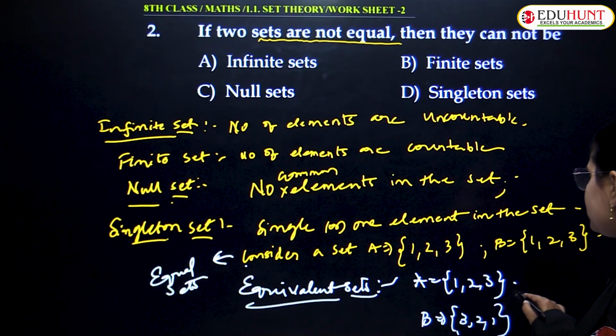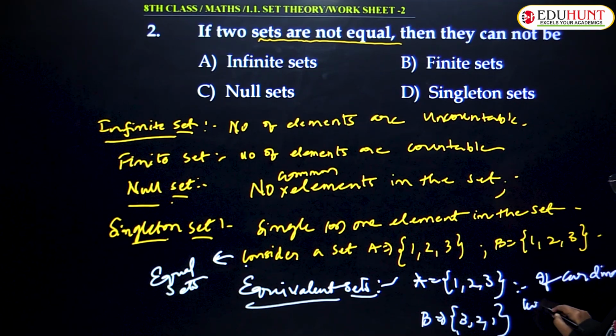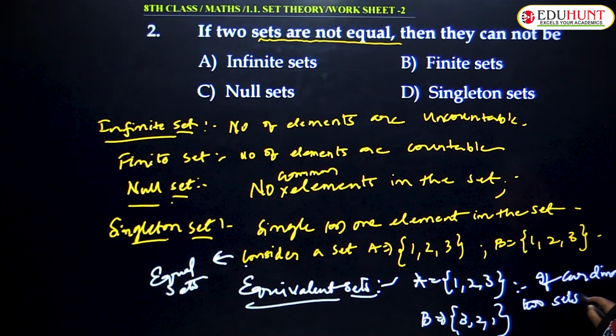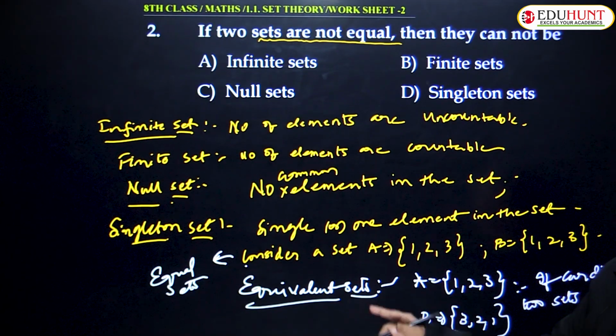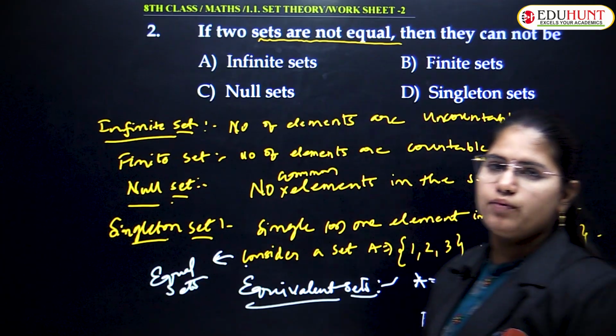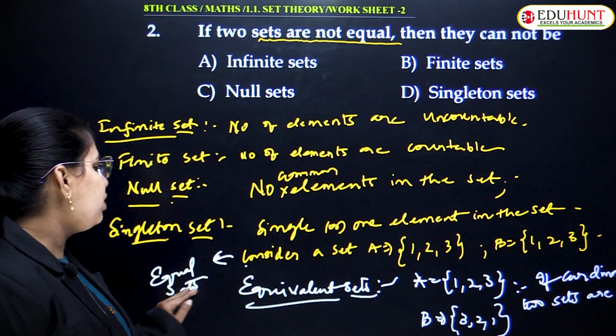I define this: if the cardinality of two sets are equal, then I can say both are equivalent sets. So I hope I am clear up to this. So what do you mean by this?